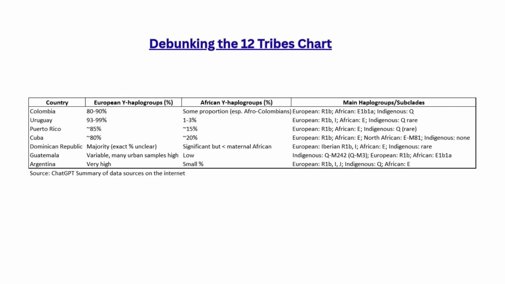What I did here is I researched the Y-DNA haplogroups present in some of the countries referenced in that 12 tribes chart. And what you see here is that the vast majority of these population groups are represented by European Y-DNA haplogroups. In Colombia, it's 80 to 90%. In Uruguay, 93 to 99%. Puerto Rico, 85%. Cuba, 80%.